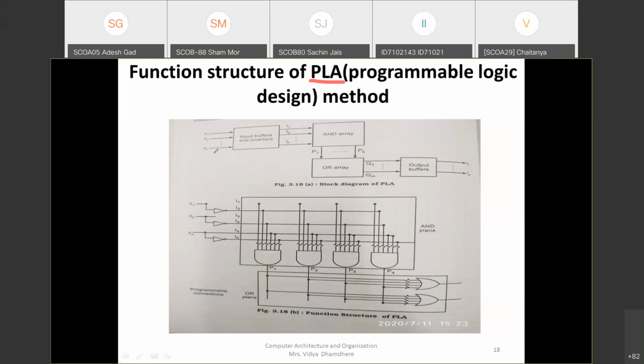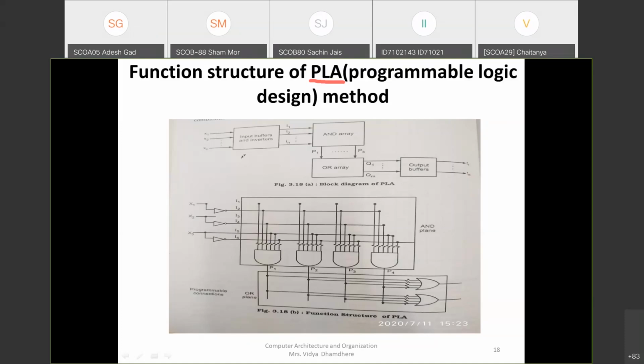These inputs are given to the input buffer and inverter, and from there to the AND array. The AND array output is given to the OR array, and the OR array output is given to the output buffer. Like this, the block diagram is generated for PLA devices, which are used for huge amounts of data as well as complex circuit design.